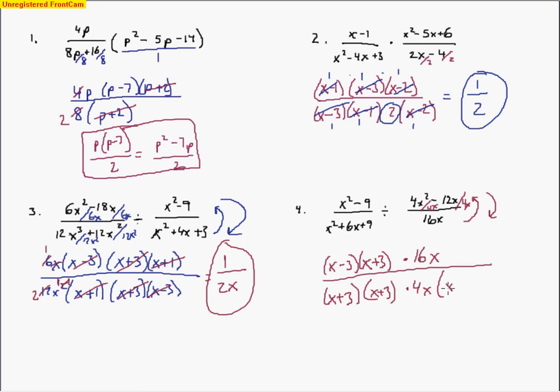We've got an x minus 3. So we can cancel out some common factors. The x plus 3 cancels, and the x minus 3 cancels. This x will cancel out this x, and 4 goes into 16 4 times. So what's left on top? We got a 4. On the bottom, we got the x plus 3.